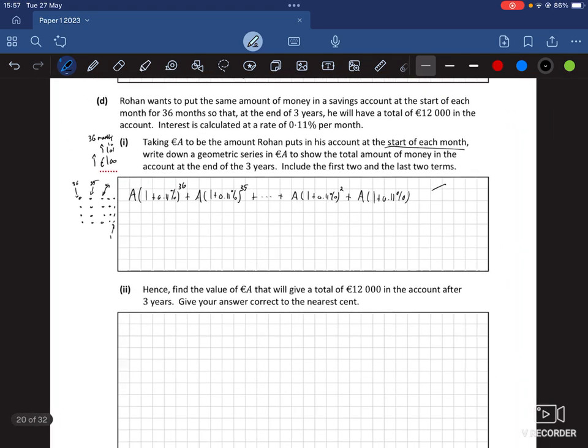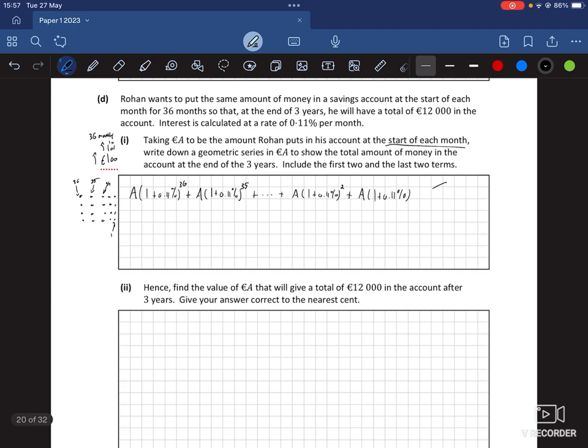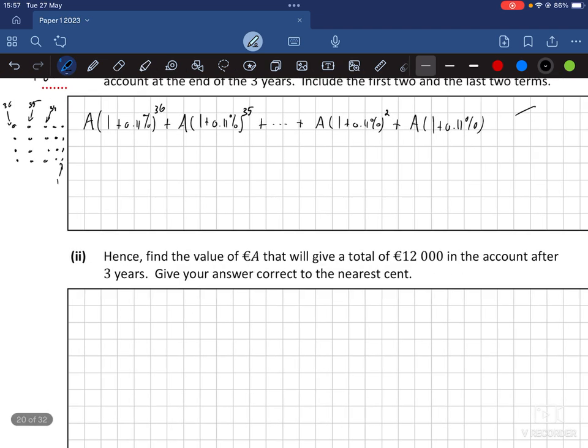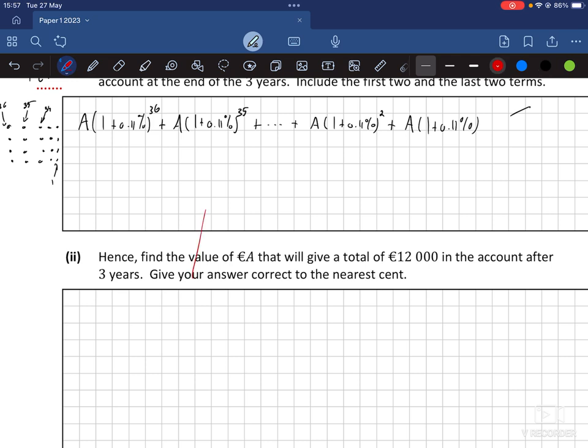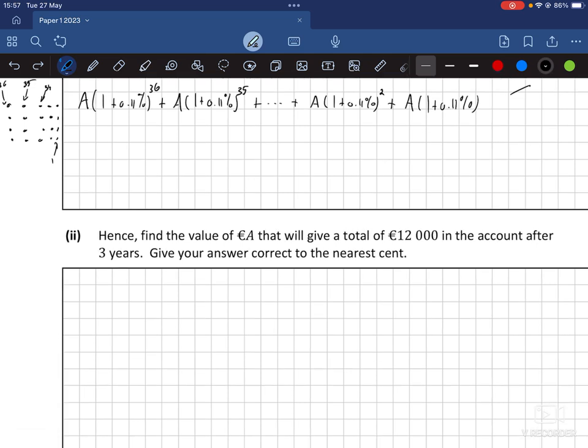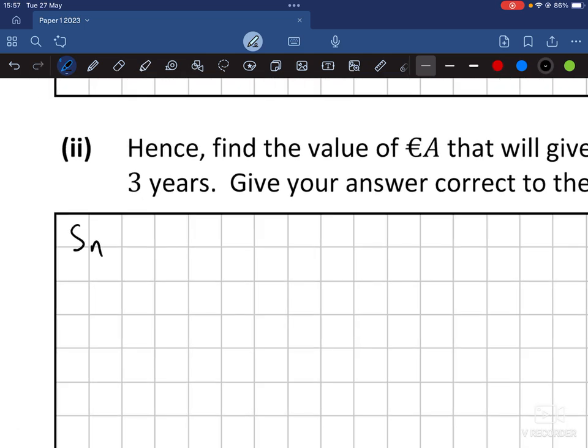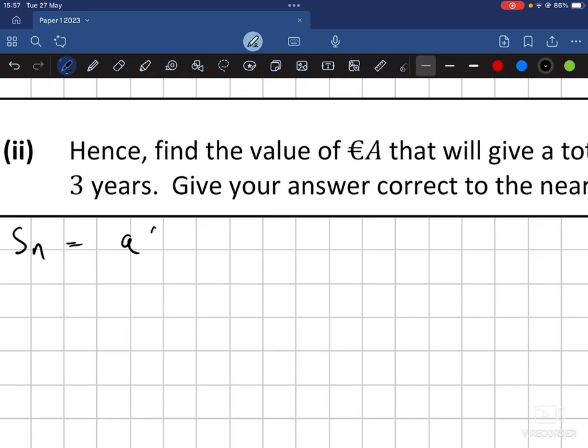So then we're asked to find the value of A that will give a total of 12,000 in the account after 3 years. So to do this, we see this thing we have up here, we equal this to 12,000. And obviously, you could multiply that entire thing out. You could do every single one of these terms for 36 different numbers and do it that way. Not the best way to do it though. The way we're going to do it is using the geometric series formula.